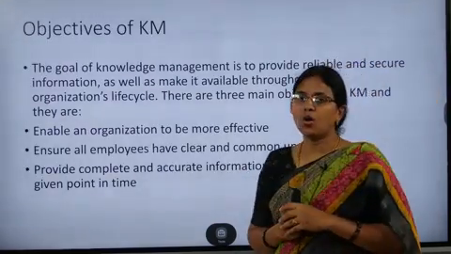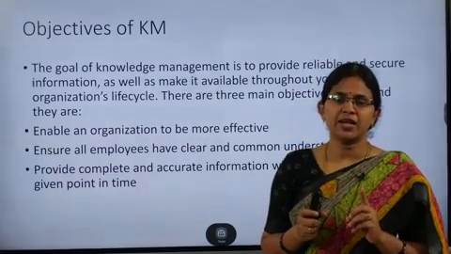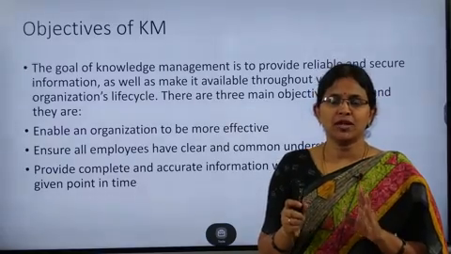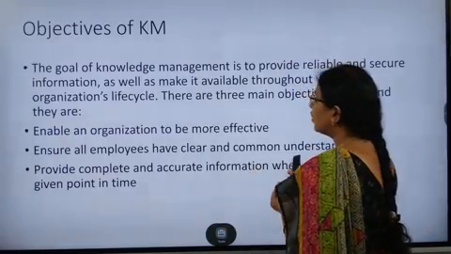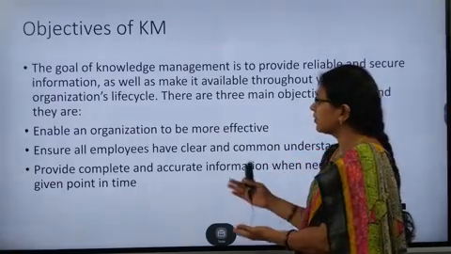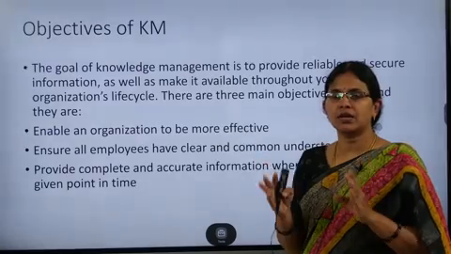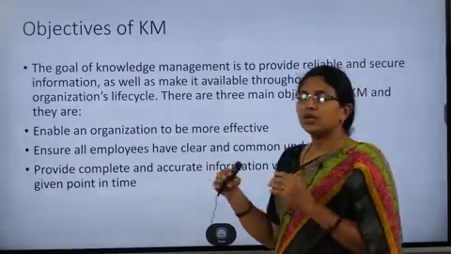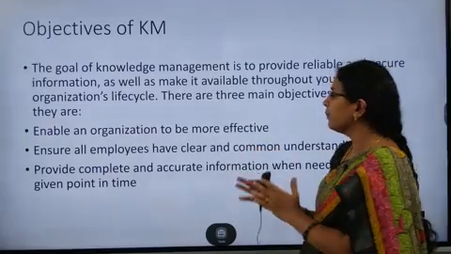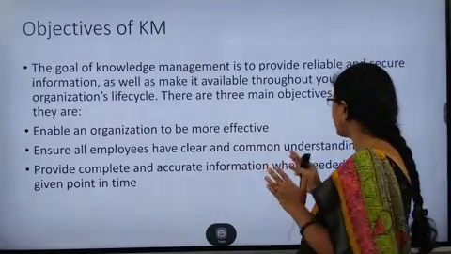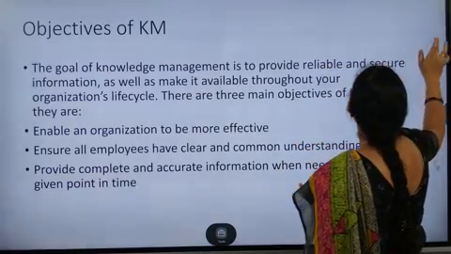Okay, so coming to the goal of knowledge management. The main goal or objective of knowledge management is to provide reliable information to the employees. How can you provide that reliable information to your employees? It is based on these three objectives: it enables an organization to be more effective. When a knowledge management system is there, it enables the organization to work in an effective manner. It ensures all employees have clear-cut ideas and a common understanding about the work, and it provides complete and accurate information whenever needed, at any point of time, to the employees. So these are the main objectives of knowledge management.